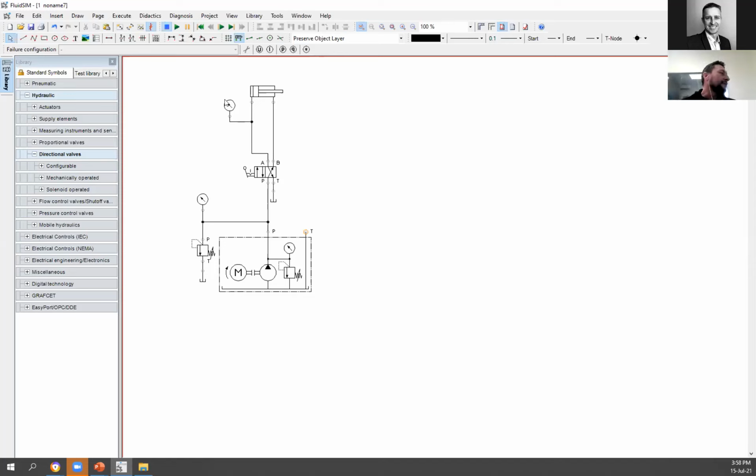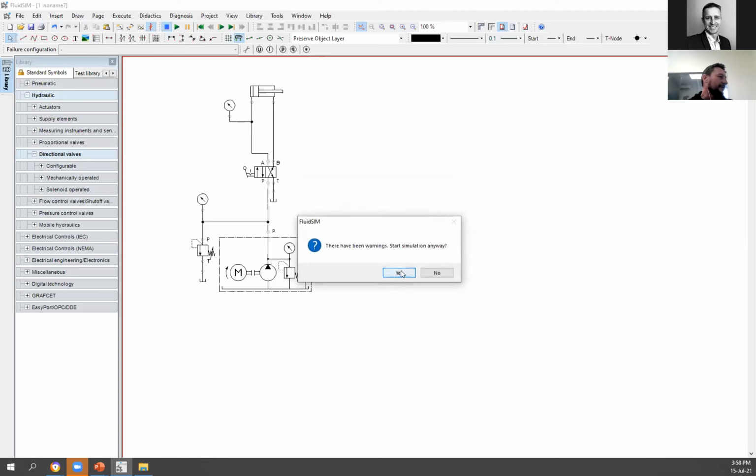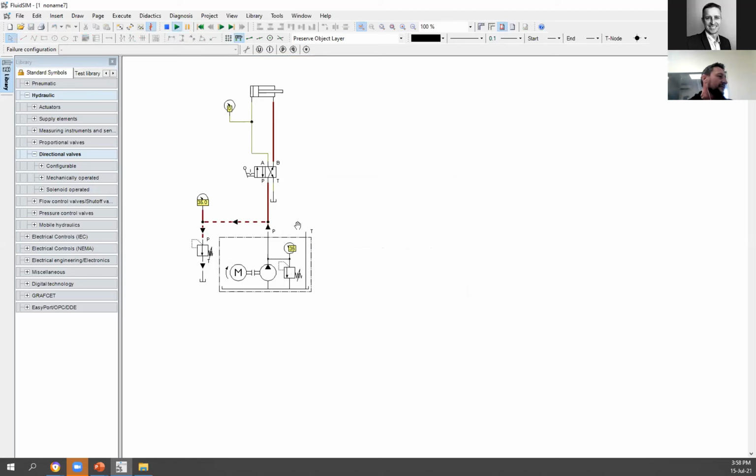Okay, but anyway, you will see that this gauge will show something, and this one will show something once we simulate. Okay, so there we go. And okay, there's some warnings. The warnings it's talking about is that this tank is open. I didn't connect this pipe going directly into my tank line.